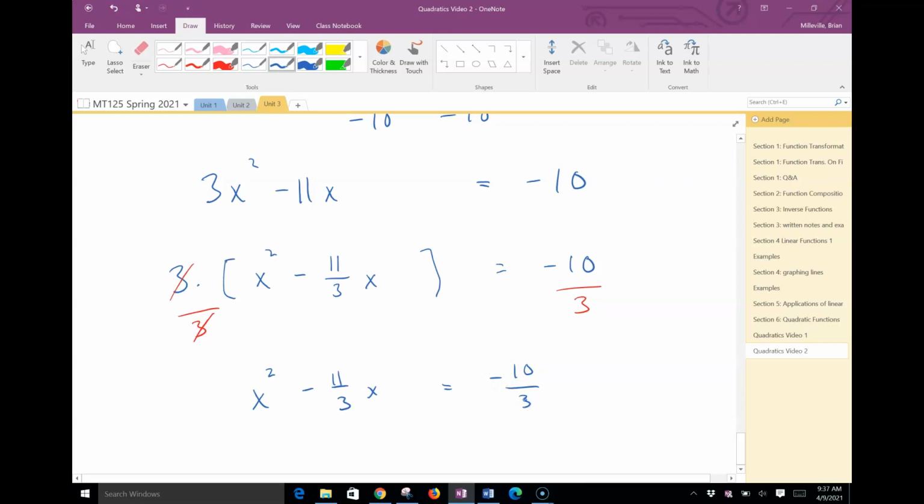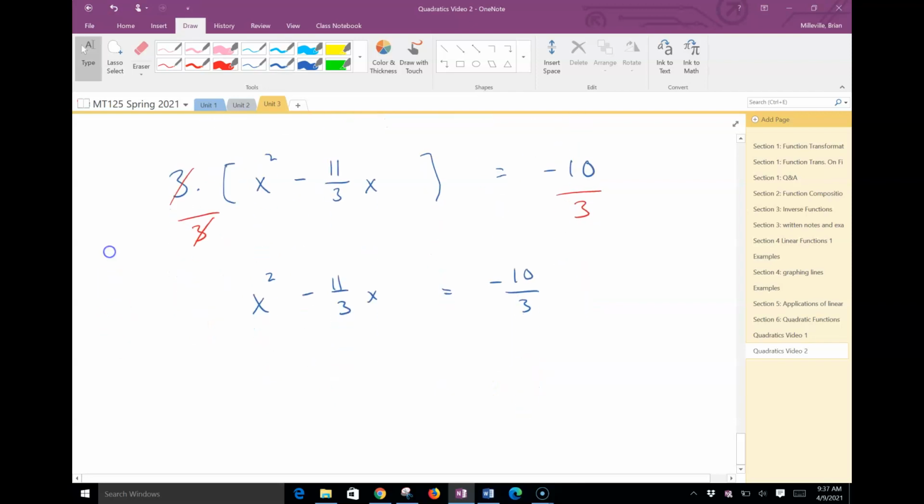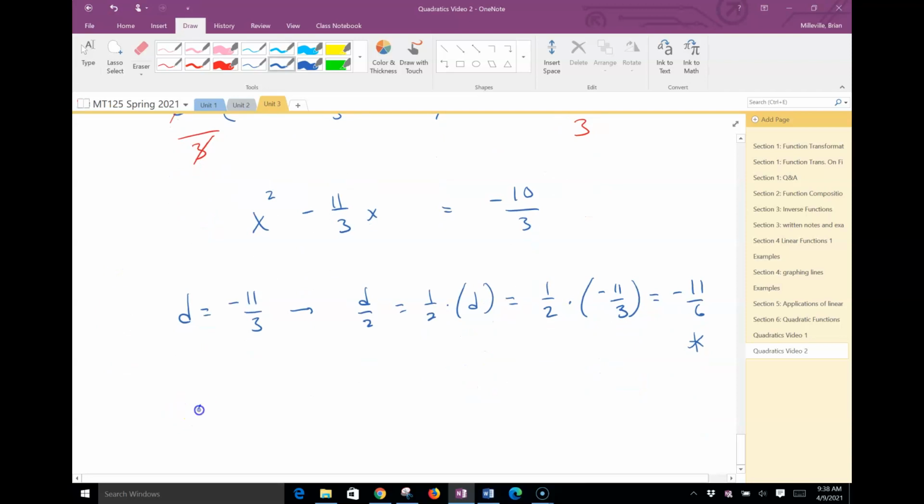Okay, now we go to work on completing the square. So just be aware your numbers are going to be more difficult. The coefficient in front of x for this one is negative 11 over 3. So we got to take that and divide it by 2. Keep in mind that's like multiplying it by 1/2. So if we think about that as 1/2 times b, it's 1/2 times negative 11 over 3, which is going to give me negative 11 over 6. That's our special number that we then need to add and subtract in on the left hand side. So let's do that now.